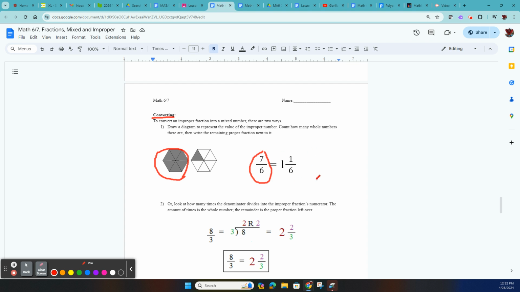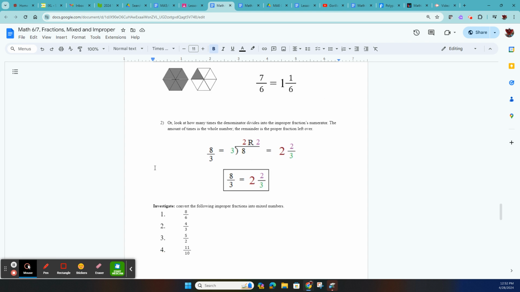But of course, whenever you're drawing diagrams, that takes time, and we don't always want to take that much time. Or heck, we're busy people. We might not even have that much time. So we need to look at a different strategy. We can look at how many times the denominator divides or fits into the improper fraction's numerator. The amount of times is the whole number, and the remainder is the proper fraction left over.